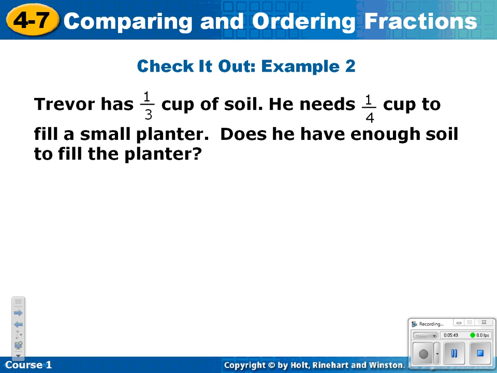Trevor has 1/3 cup of soil. He needs 1/4 cup to fill a small planter. Does he have enough? Well, there's only one way to find out. We got to get a common denominator. Again, we're going to use a common denominator of 12. So 1/3 is going to become something over 12. How about a 4/12? And 1/4 is going to become something over 12.